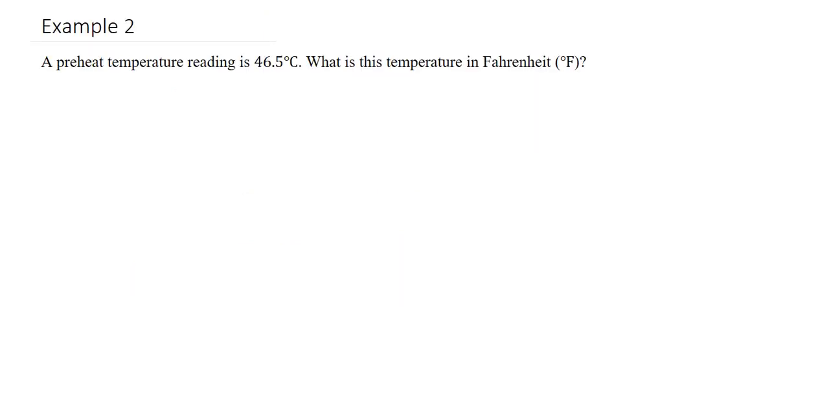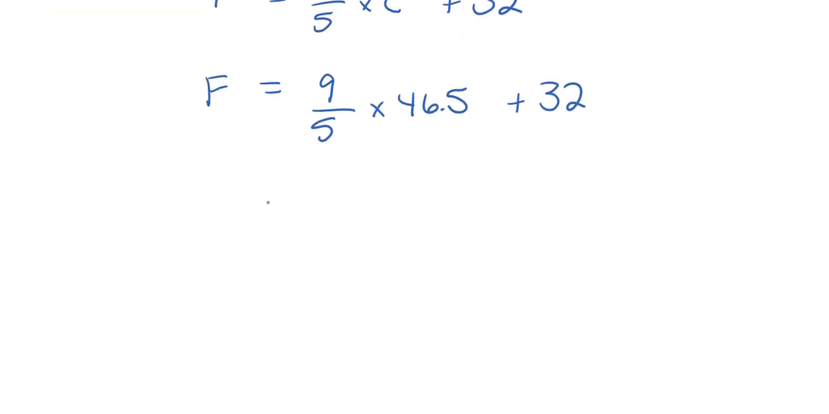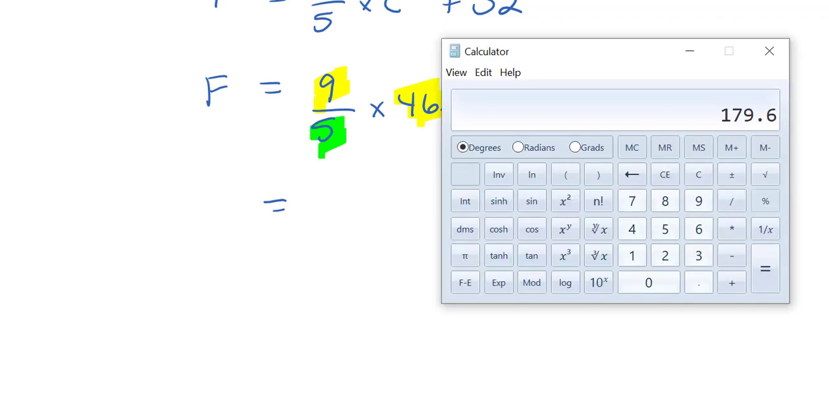A preheat temperature reading is 46.5 degrees Celsius. What's this temperature in Fahrenheit? Once again, we're going to use the same formula: 9/5 times the Celsius plus 32. So we plug that value in. 9 over 5 times 46.5, and then plus 32. We multiply what's on the top, divide by the bottom, which would be 5. We'll get the calculator out.